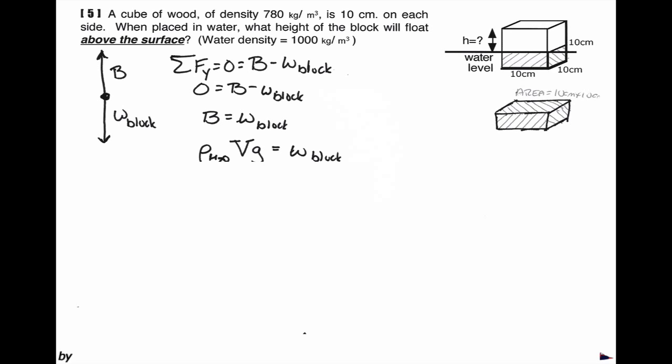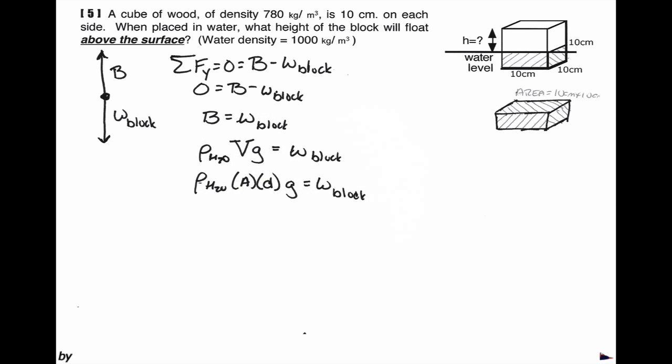This is different than the blimp problem. In the blimp problem, the entire blimp was submerged in the air. But this time, my fluid is water, and only part of the block is submerged. So when I'm looking at the volume here, I'm looking at the volume that's underwater, not the whole block. And that's the difference in the two problems.